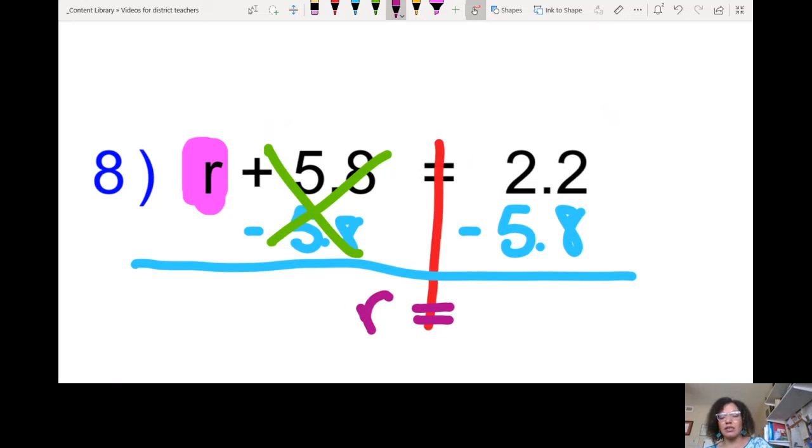And now I take my handy dandy calculator and I go 2.2 minus 5.8 equals negative 3.6.